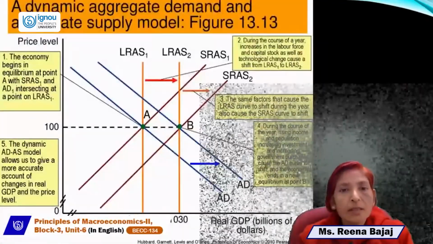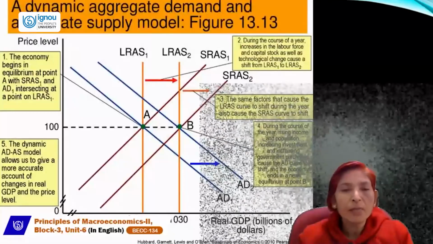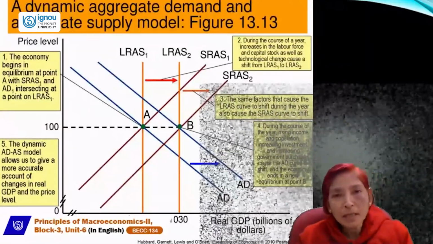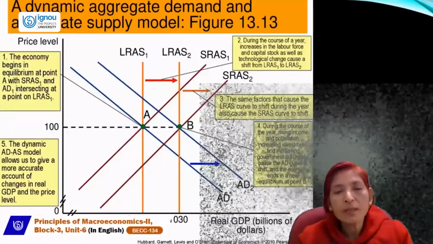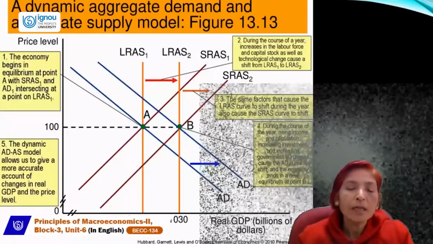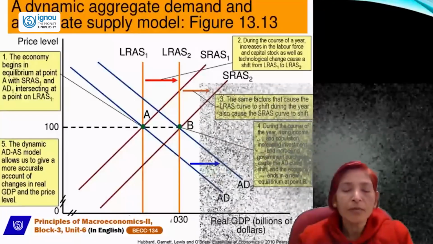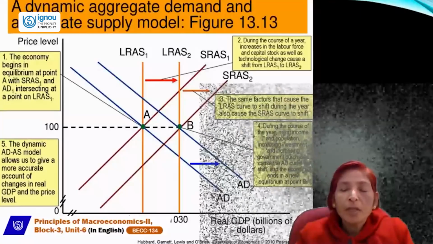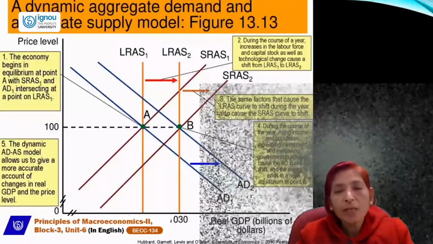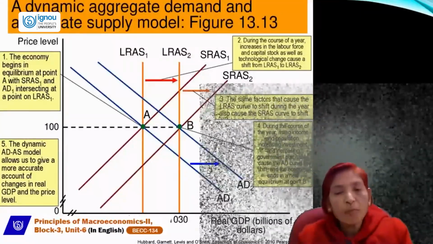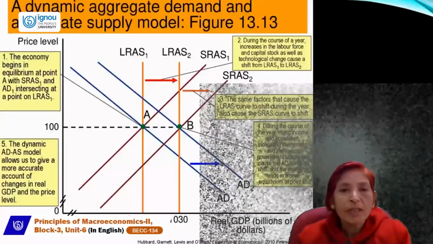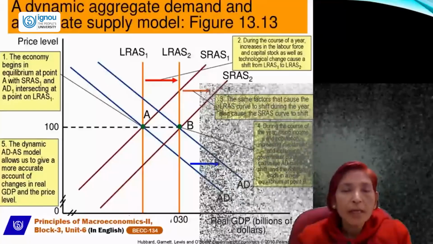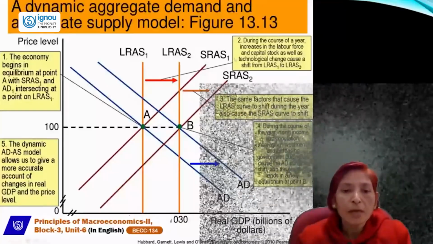Next is the shift in the LRAS curve. The LRAS curve may shift to the right hand side or left hand side. Same as the SRAS curve can also shift to the right hand side or left hand side, and the AD curve can shift to the right hand side or left hand side. And we can show different equilibrium levels of price and different equilibrium levels of income with the help of this shift in aggregate demand and aggregate supply curves. It is a dynamic aggregate demand and aggregate supply model.